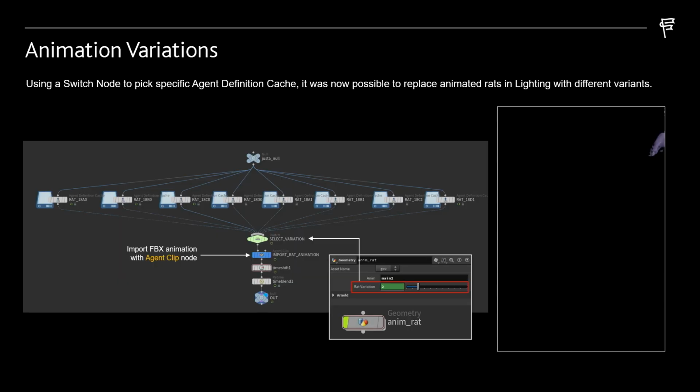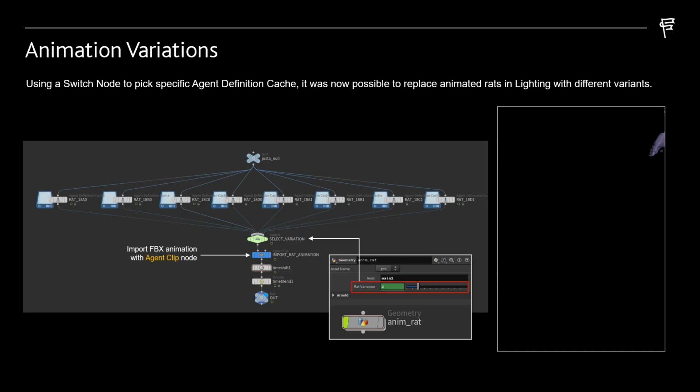It was also helpful not only for crowd sims, but also for the animations that we were bringing in from Maya. So we will take a quick look at both the animation side and the crowd simulation side next. For animation, it was a really straightforward system. We already had 8 agent definition caches. We just hooked them to a switch node, and then we exposed the input value of the switch node in an HDA, which the lighters were able to control.